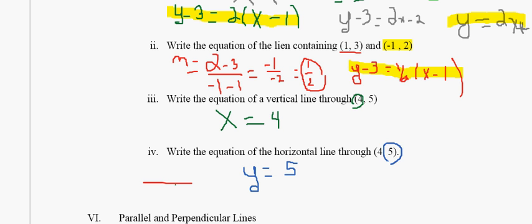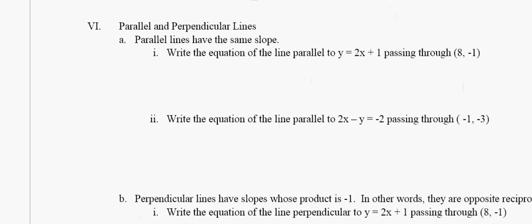I want to write the equation of a horizontal line through the point (4, 5). If I want to write the equation of a horizontal line, I know that in a horizontal line the y remains constant. So the y must always be 5. The x can change, but the y stays constant.